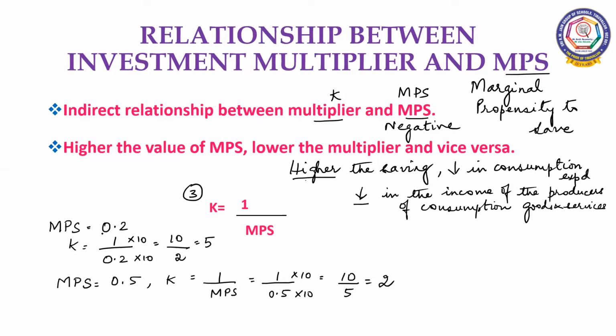Now when MPS was 0.2, the multiplier is 5. The value of multiplier is 5. Now when the MPS value has increased to 0.5, then the value of multiplier has decreased to 2. From 5, it has been reduced to 2. Higher the value of MPS, lower is the multiplier, and lower the MPS, higher is the value of multiplier.